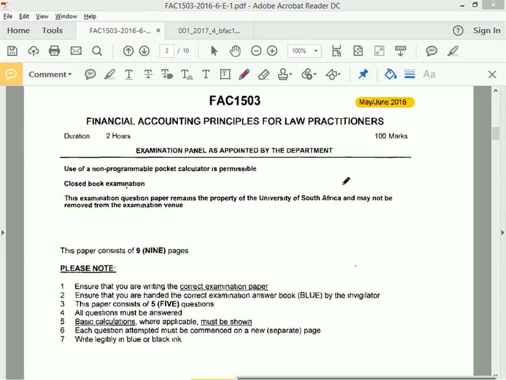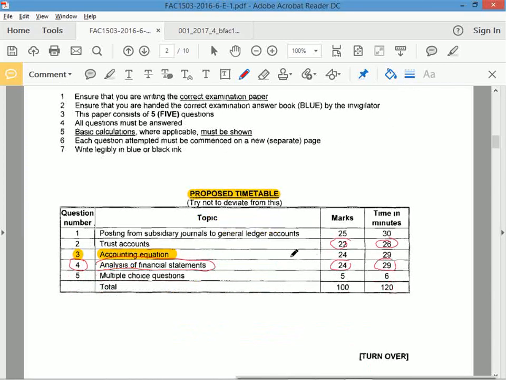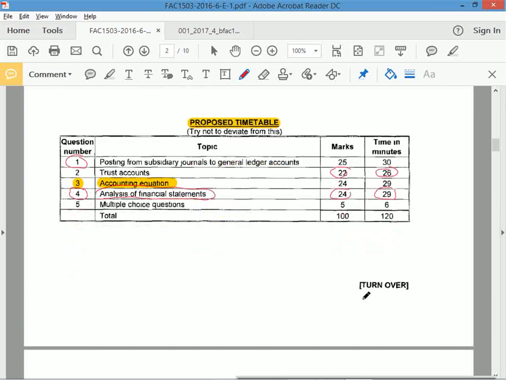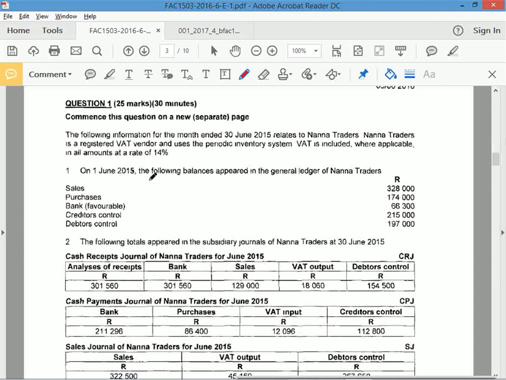We're still looking at May/June 2016. We've now looked at three questions: 2, 3, and 4. We're now going to be looking at question number 1, posting from subsidiary journals to general ledger accounts. 25 marks, 30 minutes. There's the question.